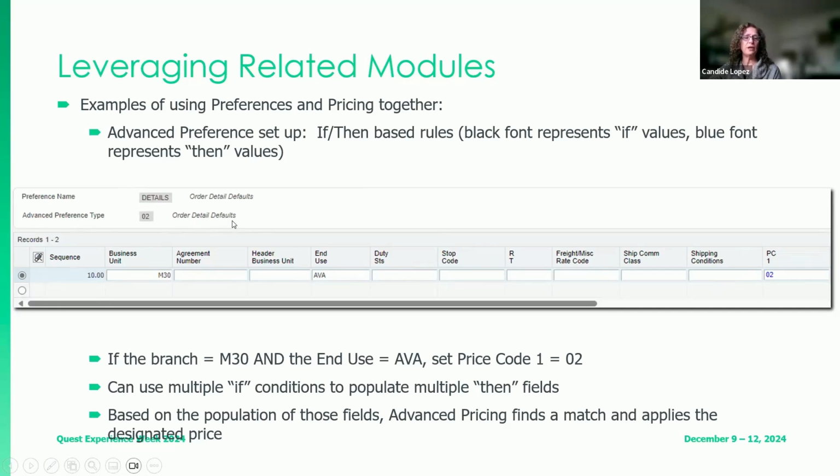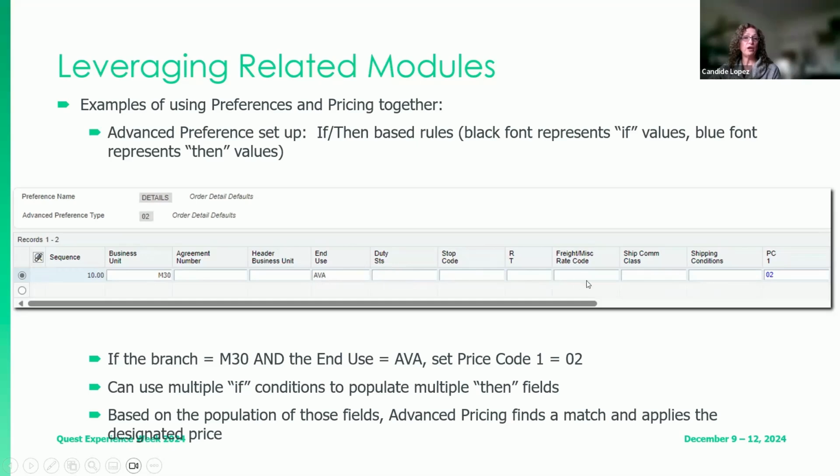Now, this is going to look different depending on the type of preference that you are calling. But for this particular one, this order detail defaults, these are the fields that are going to pop up for you. And if it has a black font, that's a driver field, or what you might call part of the if condition. So I'm going to say, if my business unit is M30, and if the end use field is AVA, then populate PC1 with an O2.